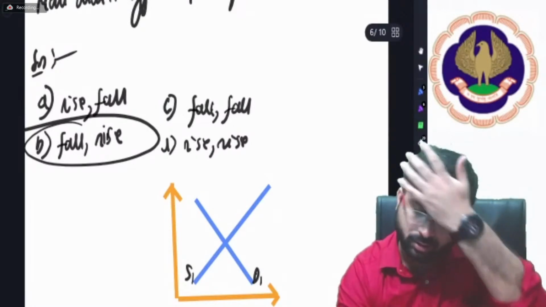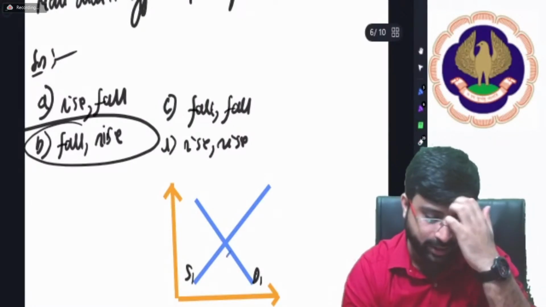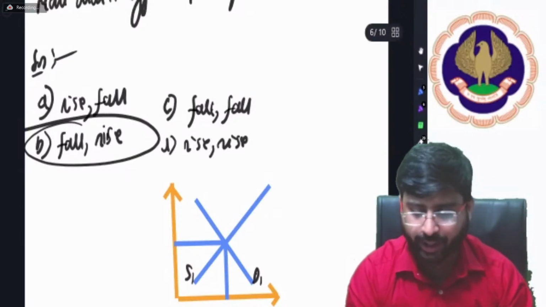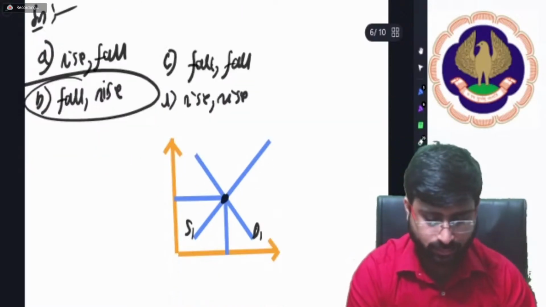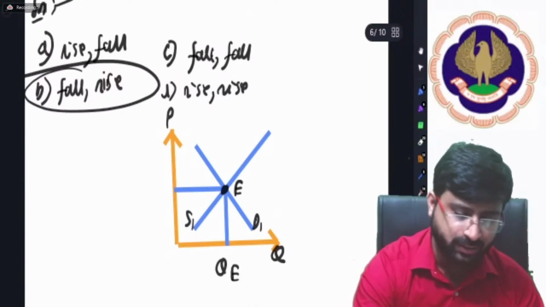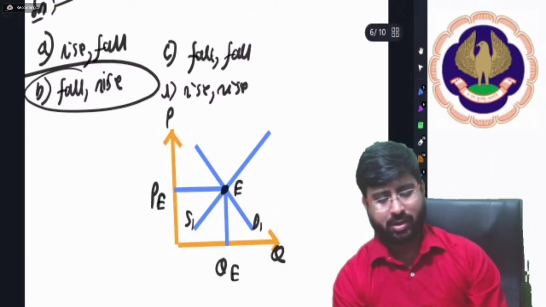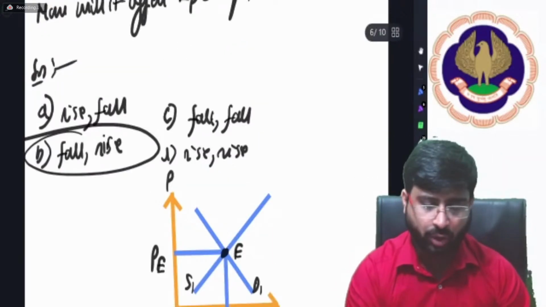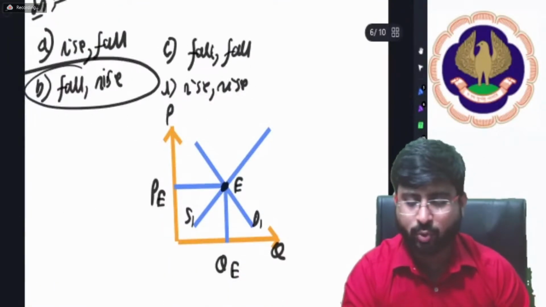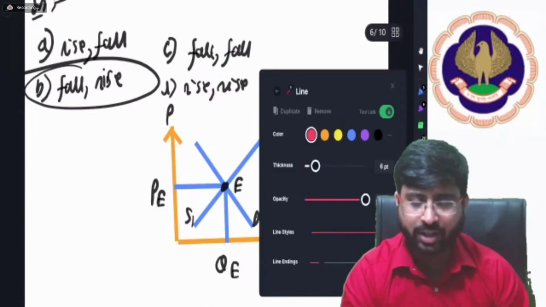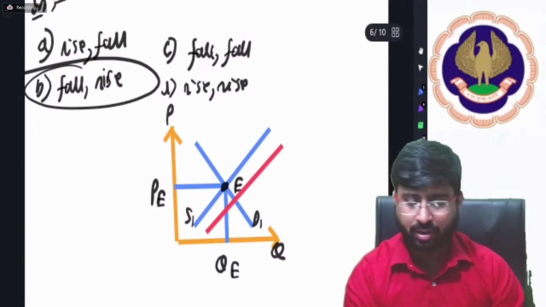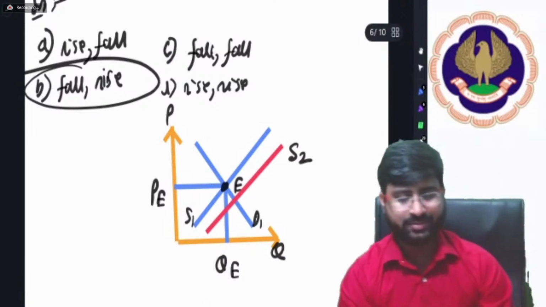Okay, sir. Now the intersection is taking place here. So at this level, you have arrived at equilibrium price and equilibrium quantity. This is the equilibrium point. This is the equilibrium quantity. And this is the equilibrium price. Now, friends, since weather has resulted in good production of crops, supply has shifted rightward. It means you are somewhere here. S1, S2 is here.